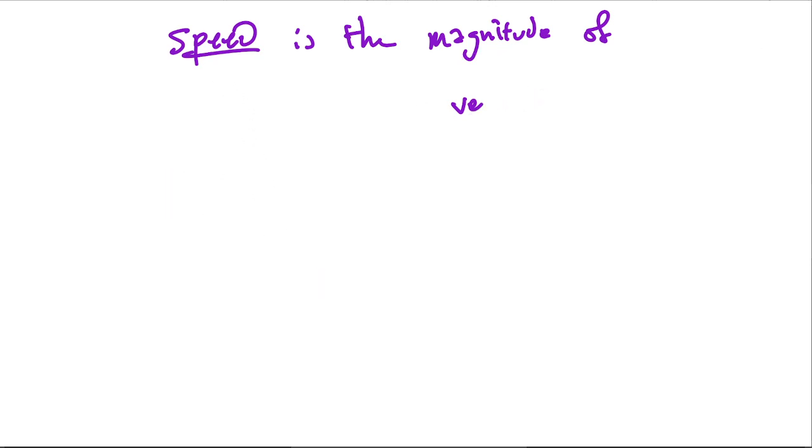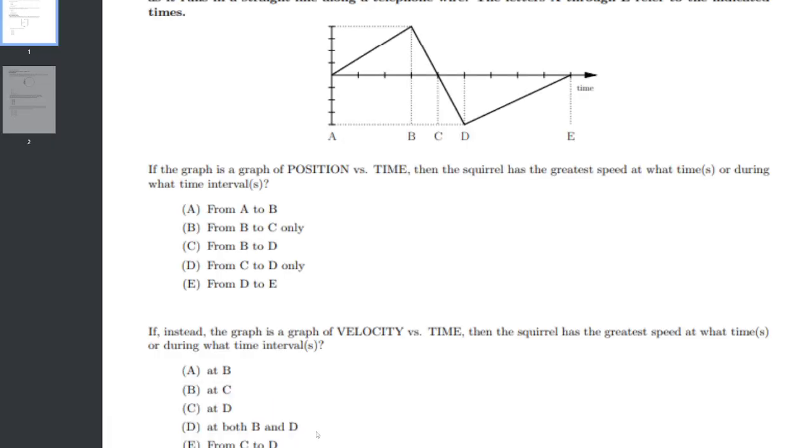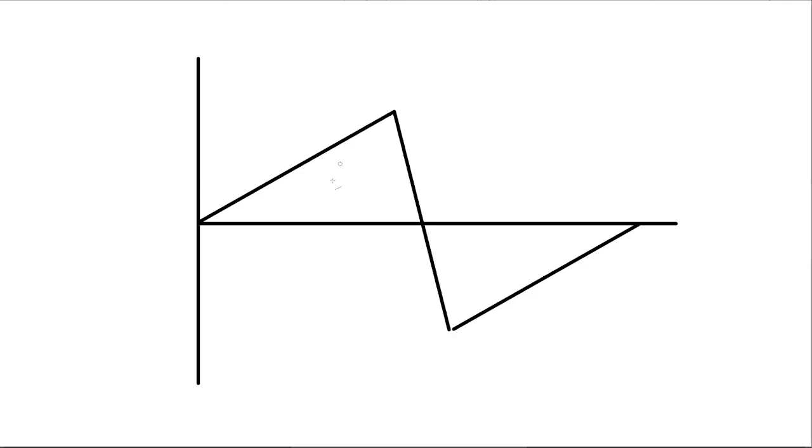Let's do our little graph. So speed is the magnitude of velocity. We've already established that, right? Okay, let's do this and this, right? And we have a graph that looks something like this, and then we have this, and then we have this, right? I think. Is that our graph? That's our graph. It's close enough. Okay, so we have points A, B, C, D, and E, right? Now, first, we're assuming this is position over time, right?